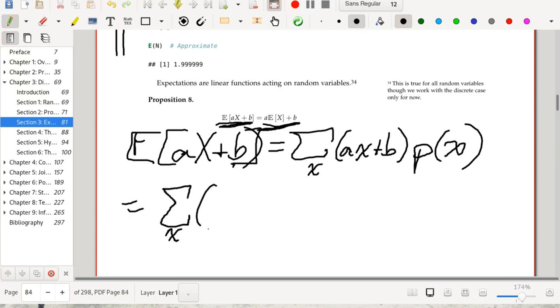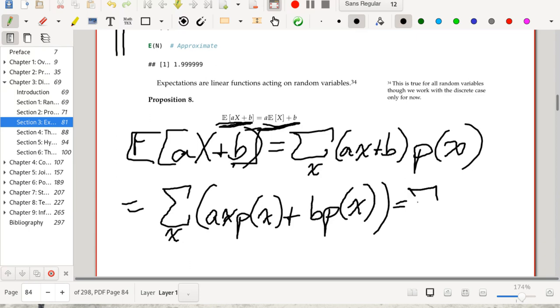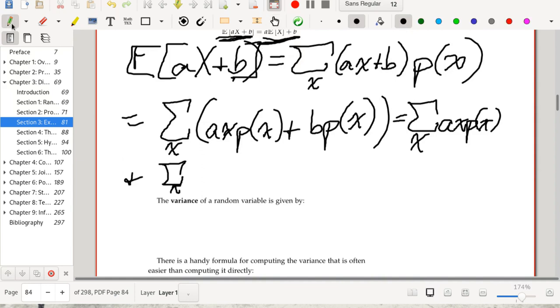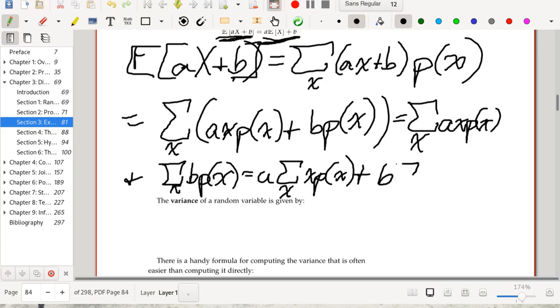We've got ax p of x plus b p of x, and then we'll break up the sum and say that this is the sum over x of ax p of x plus the sum over x of b p of x. Factor out the constants to say that this is a times the sum over x of x p of x plus b times the sum over x of p of x.